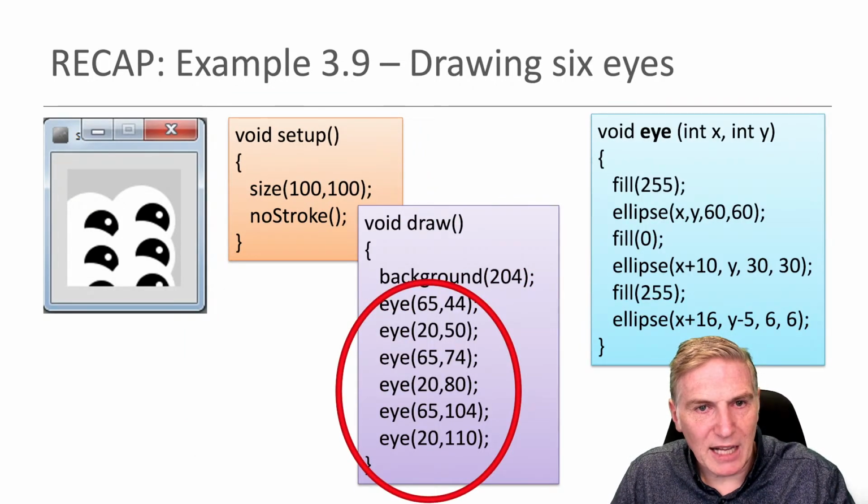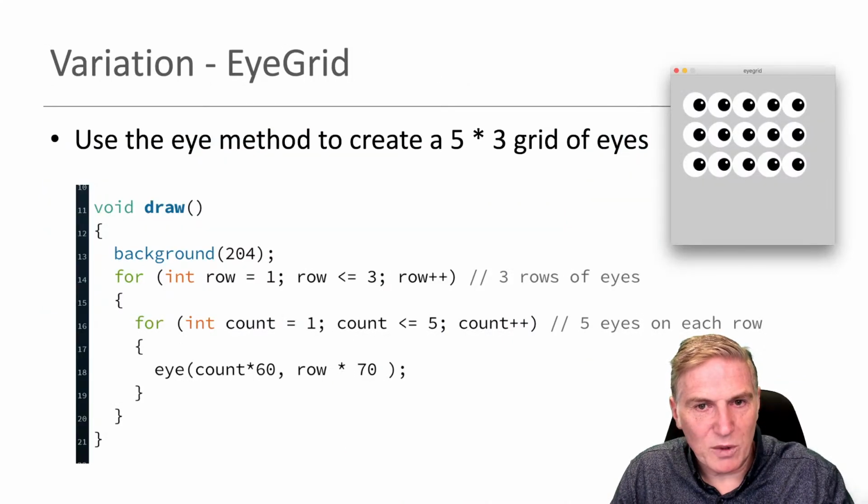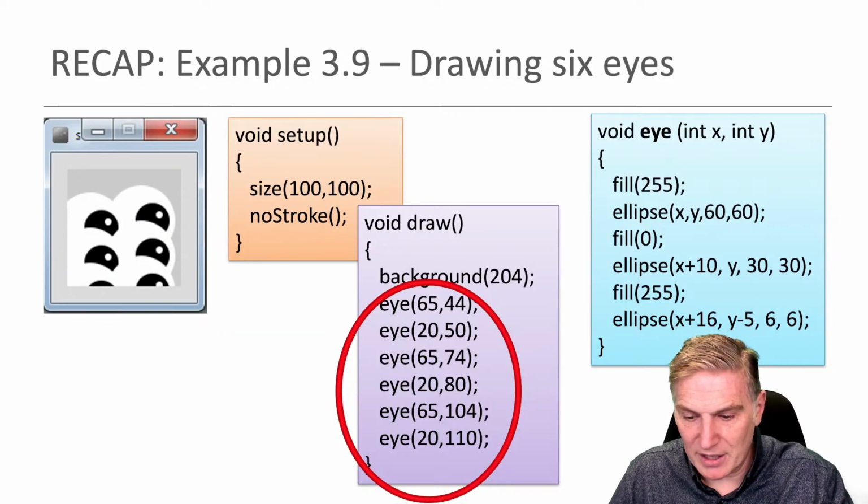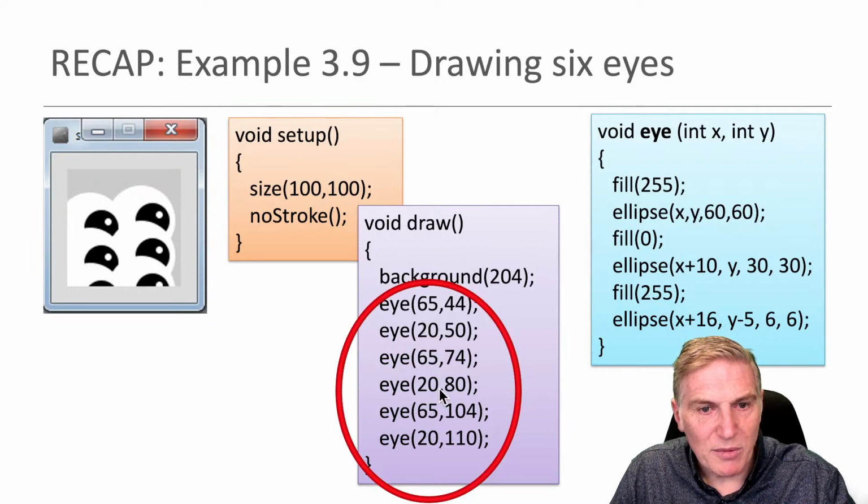We then expanded on that and we drew 6 eyes. Again, just changing the parameters. And what I'd like to take a look at now is how we might use that eye method from here on the right hand side of the screen. So I'm going to use this eye method and we're going to call it multiple times, just like we did here, by hard coding the values. But we're going to see, what if we could get rid of those hard coded numbers and replace them with variables or equations?